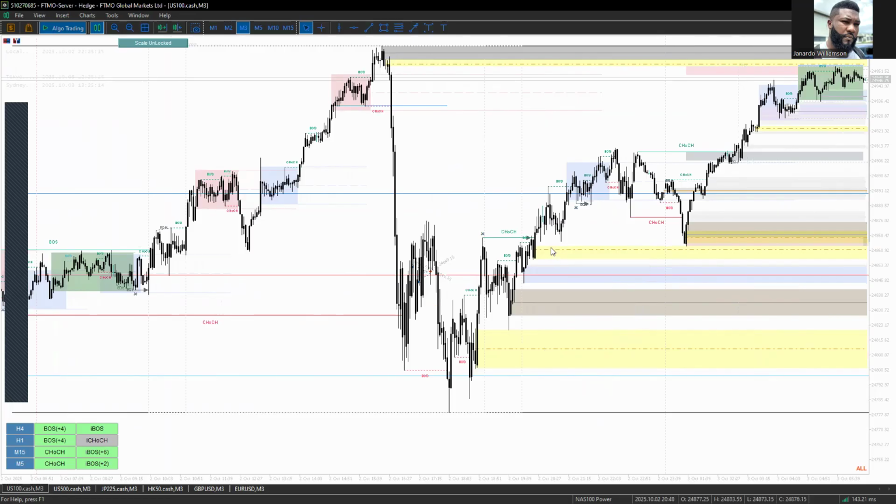got a pullback to this demand zone, and we just went up, close the day right around here for power hour. And so the new day open, come back to the same demand level, and we went straight up.